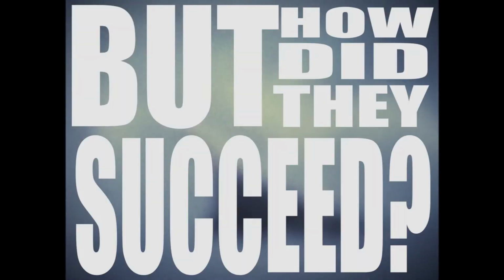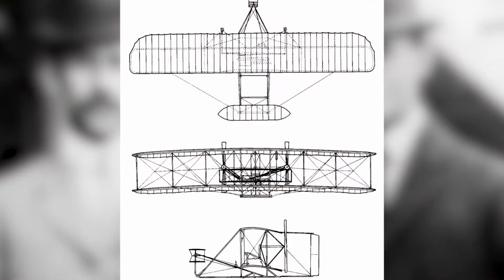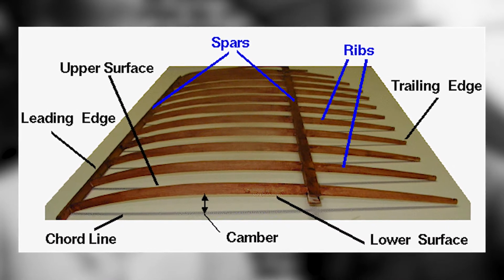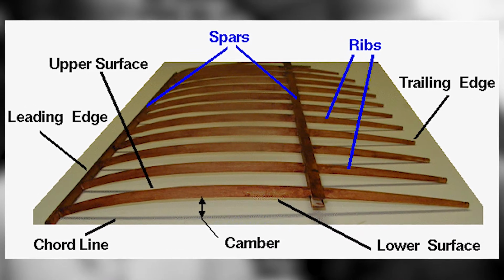But how did they succeed? The reason for their success was in the very interesting shape of the wings. The wings were curved upwards, forcing air to flow downwards. This is known as the airfoil technology.